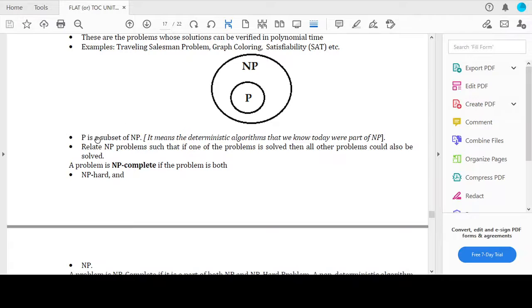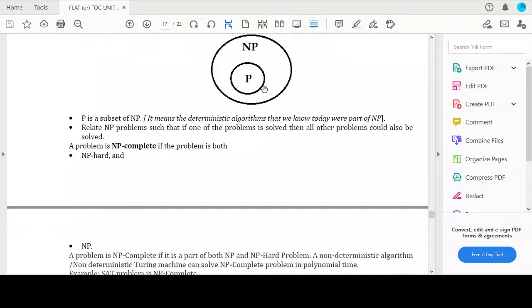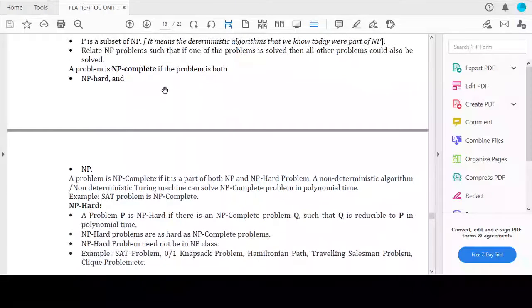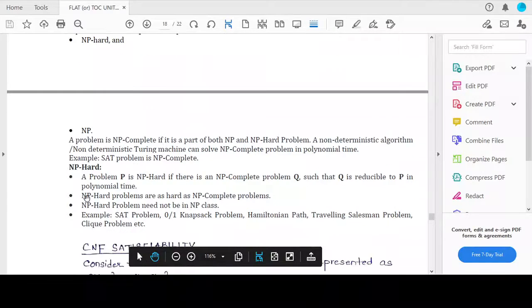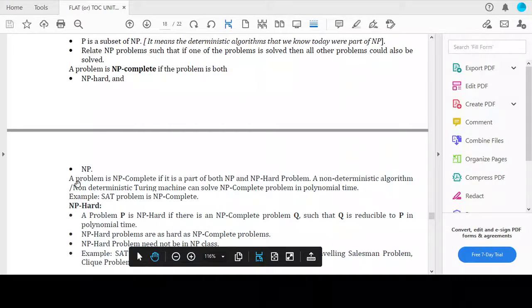So the problems which are non-deterministic today may become polynomial time algorithms in the future. So we could say that the class P will go on increasing as more non-deterministic problems become solvable in polynomial time. Next, we have another class of problems, which is called NP complete, and also NP hard. There is a relationship between these two categories.